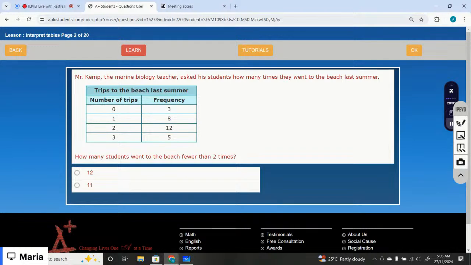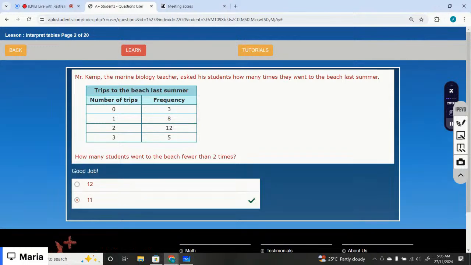Mr. Kemp, the marine biology teacher, asked his students how many times they went to the beach last summer. How many students went to the beach fewer than 2 times? So fewer than 2 times means you have 1 and 0. That is 8 plus 3 equals 11. So that means 11 students went to the beach fewer than 2 times. The correct option is option number 2, that is 11.